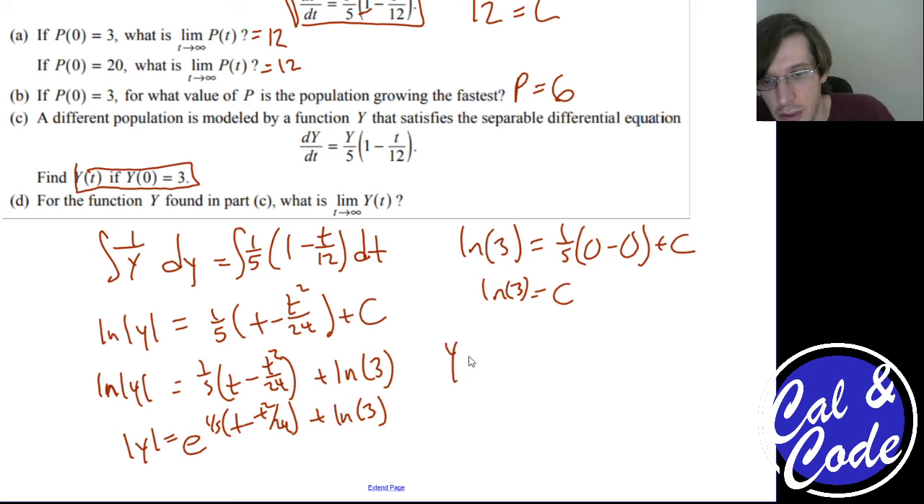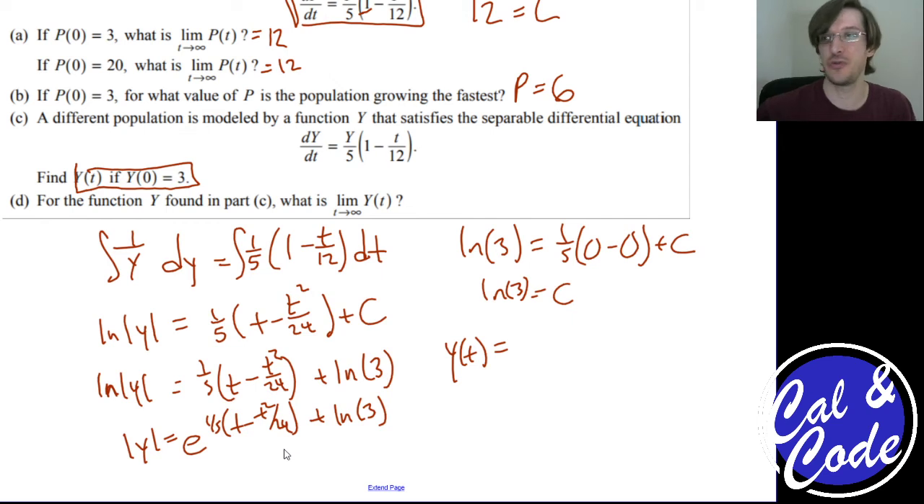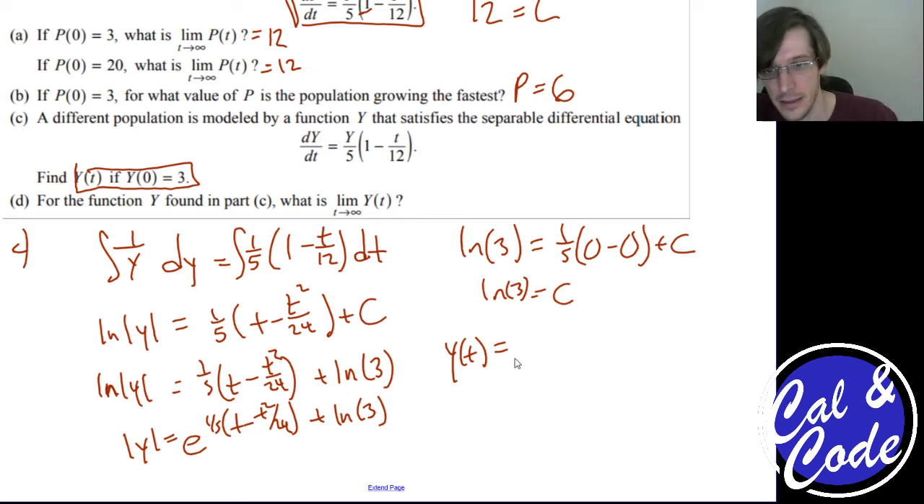So my equation is going to be y of t is equal to, and I could do simplification here, but I'm not going to because I don't want to make a mistake. Right now they haven't asked me to use this. They are going to ask me to use it in part D, but in part C I would not simplify this other than to write it over again without the absolute value: e to the 1/5 t minus t squared over 24 plus the natural log of 3.